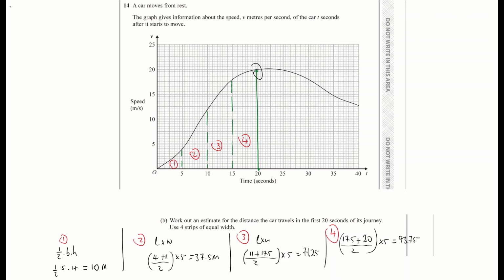So my final answer here now is to add those together, plus 93.75, adding that together, and that gives me a total distance of 212.5.